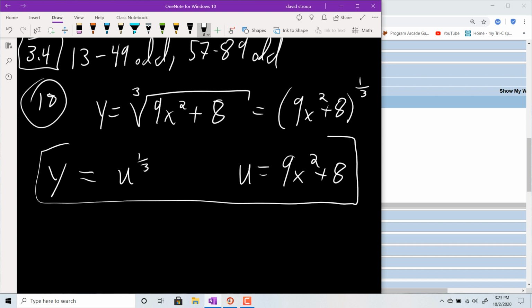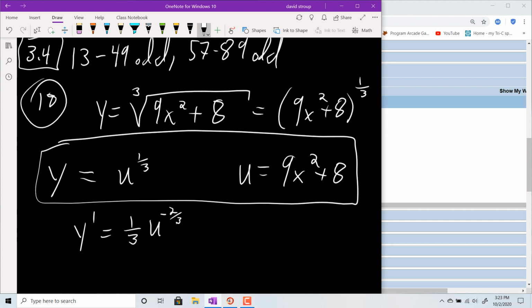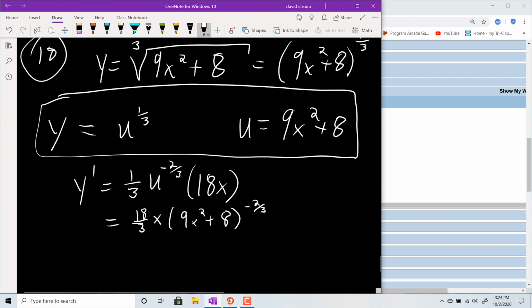Okay? And then to find the derivative, you just take the derivative of y and times it by the derivative of u, which is just the outer part times the derivative of the guts. So the derivative of y will be 1/3 u to the 1/3 minus 3/3, which is minus 2/3. And then times the derivative of u, which would be 18x. Okay? And then we want to back substitute. So what do we have? 18/3 x times u, which is 9x squared plus 8 to the negative 2/3. And then let's clean it up. 18/3 is 6, so we have a 6x, and then we can drop the rest to the denominator.